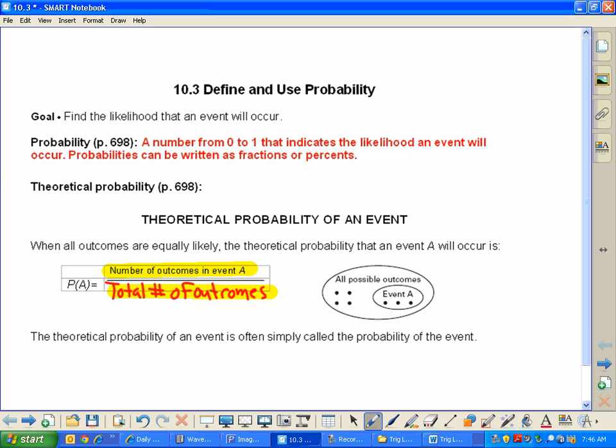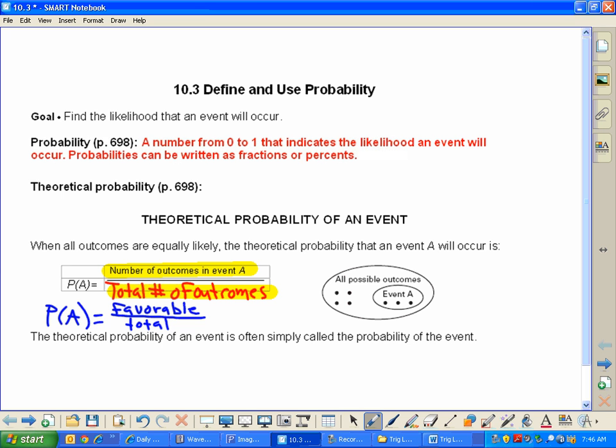So if we want the probability of event A happening, I often write it as our favorable outcomes over our total number of outcomes.